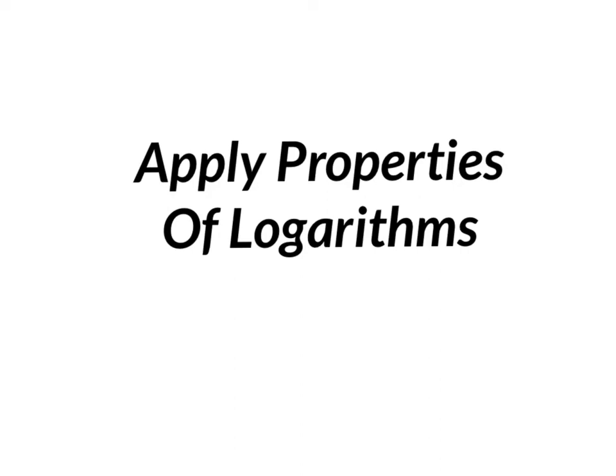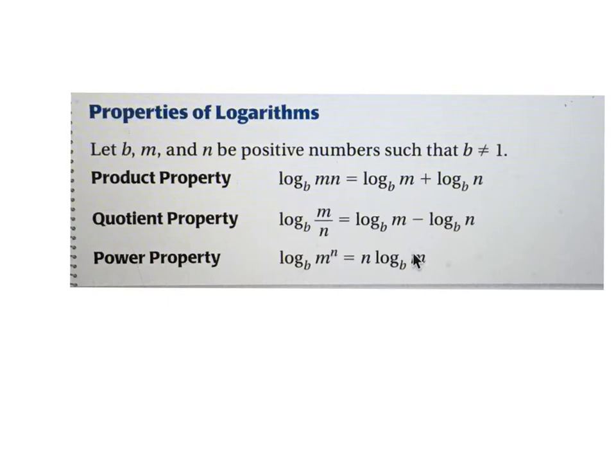Alright guys, so we're going to apply our properties of logarithms, properties of logs. Three main properties. The first property is if you have a log with multiplication in it, you can break it up with addition. Log base b of m times n is the same thing as log base b of m plus log base b of n. And it also works the other way. If you have two logs that are added together, you can make it one log by multiplying the two numbers.